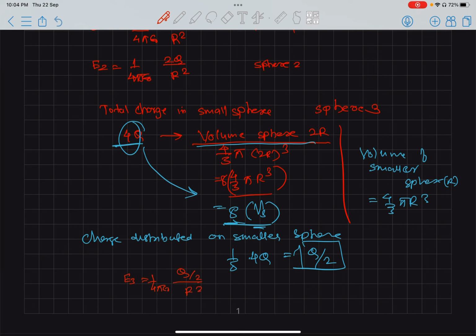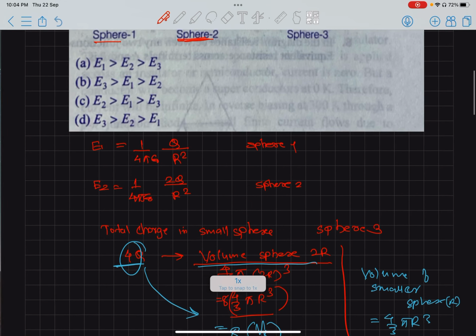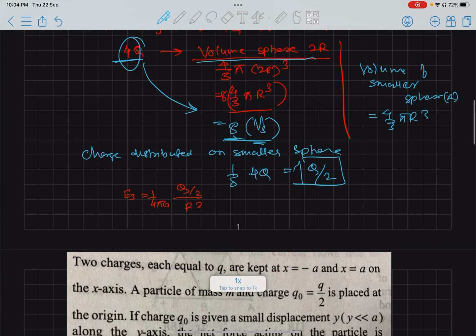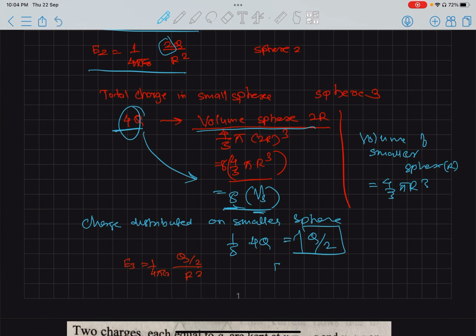Now we have to see who is bigger, E1, E2 or E3. So E1 is this, E2 is this. So over here we can see E2 is 2 times E1, and E3 is 1 upon 2 times E1. Okay, E3 is half of E1. So E3 is smaller than E1.